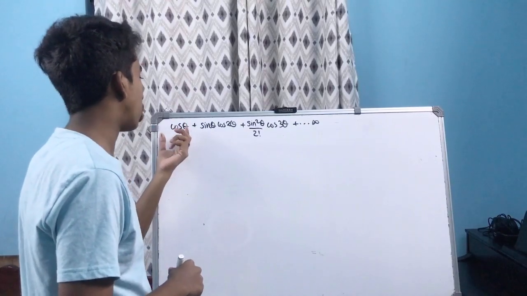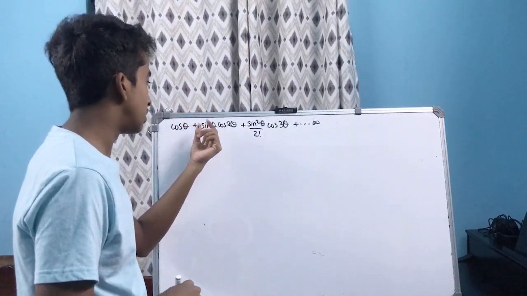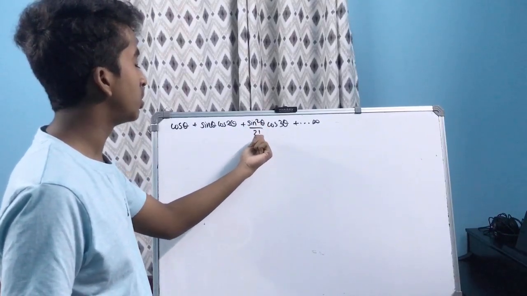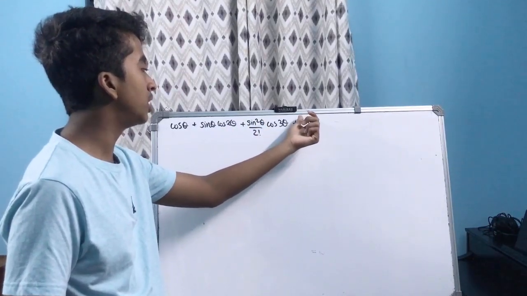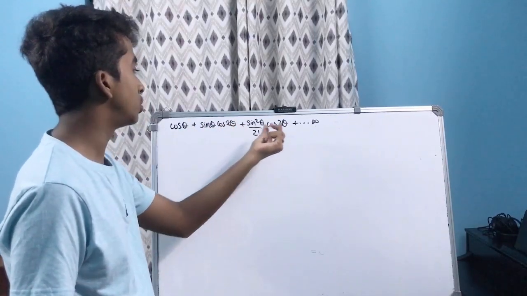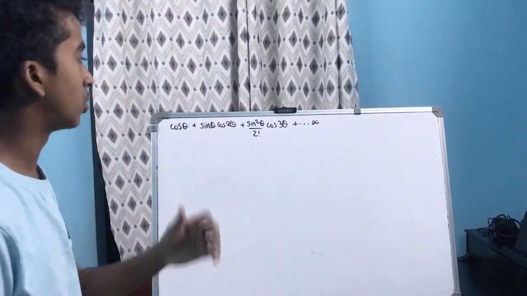Here the pattern is cos theta plus, we have an introduction of a sin term, then sin squared theta by 2 factorial, and the third term will be sin cube theta by 3 factorial. Here we have cos theta, cos 2 theta, cos 3 theta, so and so.